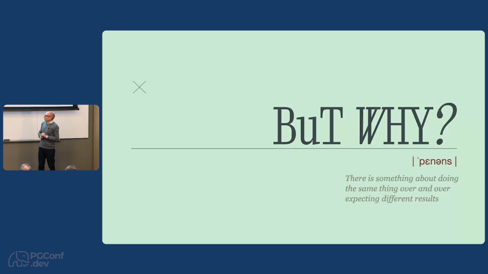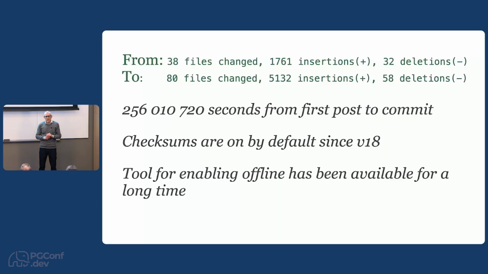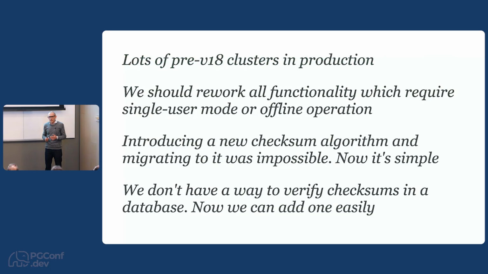So then the question is, was it worth it? It went from 1,700 lines of code to 5,100 lines. It took 256 million seconds to do it. And it landed in a place where checksums are already on by default. And we have a tool available to do it for a long time. So was there a point to all of this? Was it actually worth doing? And I would argue that it was, obviously.